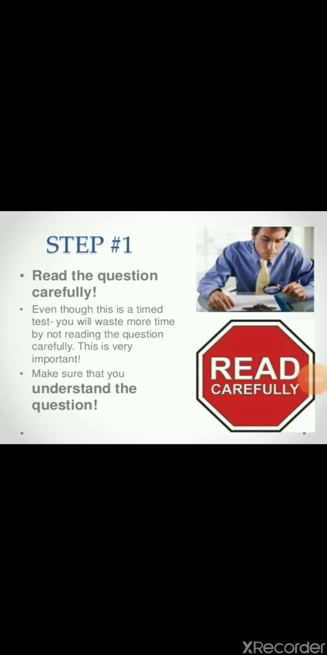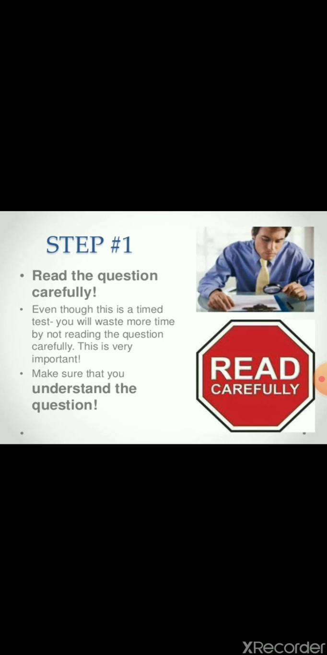Learners, step 1 is here on the screen. What is in the heading? That is step 1: read the question carefully. It clearly shows that what you need to do is read the questions carefully. So the thing is different here.